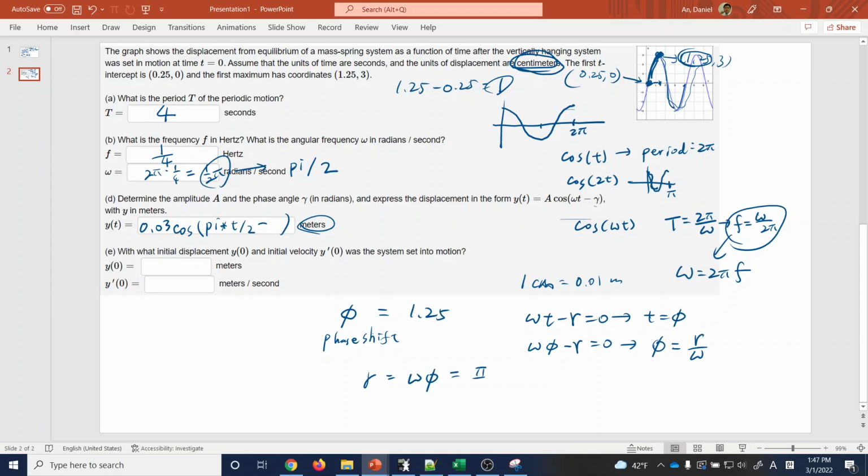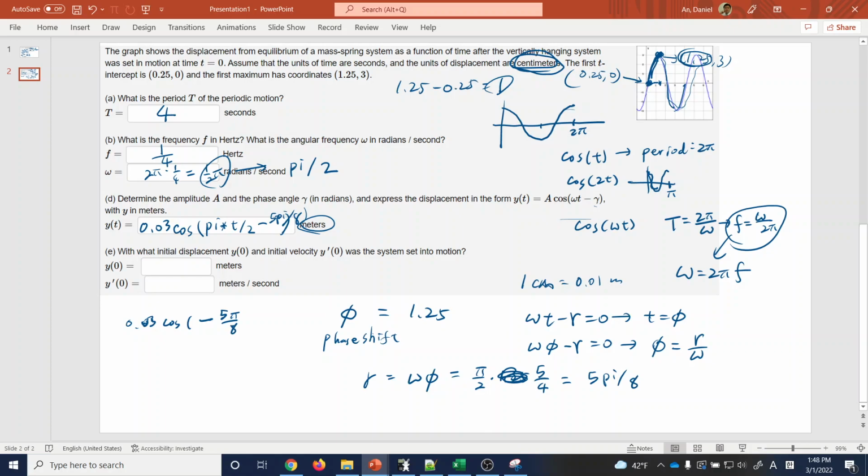And omega is pi over 2 times phi, which is 1.25. Or let's just write this as 5 over 4, right? So this is 5 times pi divided by 8, okay? So you want to put 5 pi divided by 8. Again, it's easier to write this into WebWork rather than to actually calculate it. Knowing this, now let's see what y of 0 would be. y of 0 would be 0.03 times cosine of, you plug in 0 into t, so that's going to be 0, so you get negative 5 pi over 8.